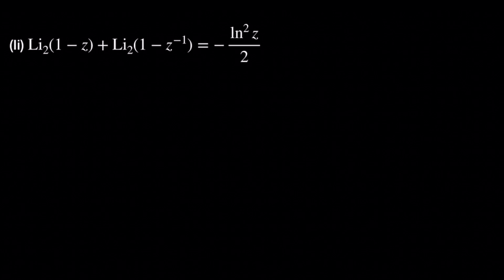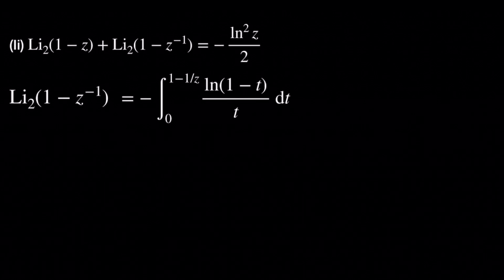So the second identity is Li2 of 1 minus z plus Li2 of 1 minus 1 over z equals negative the square of log of z divided by 2. We're going to start with Li2 of 1 minus z to the negative 1. By definition, it is given by this integral.